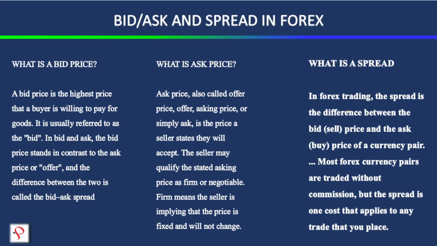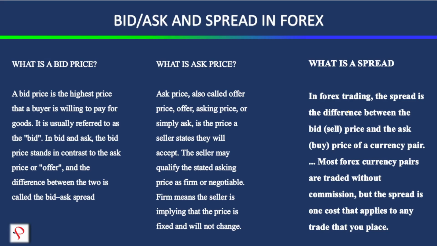Now let's talk about the ask. The ask price, also called offer price or asking price, is the price the seller states they will accept. The seller may qualify the stated asking price as firm or negotiable. Firm means the seller is implying that the price is fixed and will not change. So what is now spread?